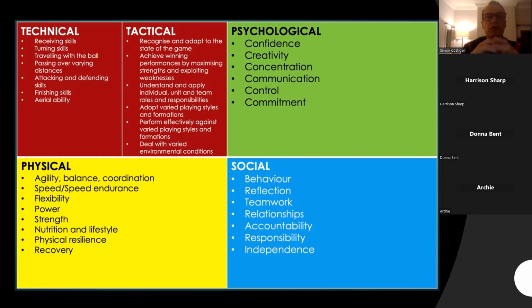Adapt to varying playing styles and formations. So we always play the 4-3-3, but we may play a variation. So as an example, on Saturday, very likely we're going to play with two holding midfielders instead of one, because obviously we've got a few people missing at centre half. We just need to add some extra support and stability in that area.